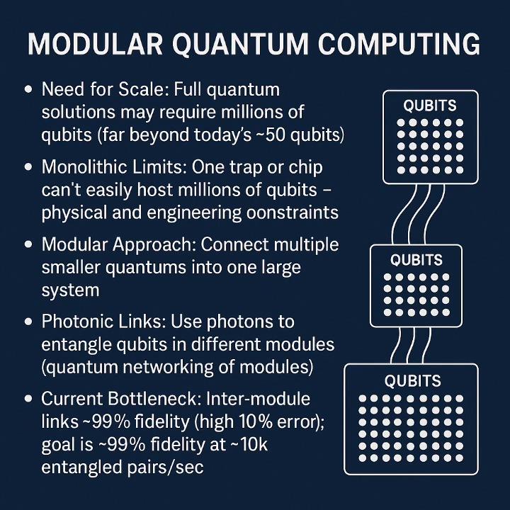As a benchmark, current state-of-the-art photonic links between ion trap modules achieve on the order of less than 90% fidelity for entanglement, meaning a 10% error rate on interconnect operations. This is significantly worse than the nominal 99% fidelity of local gates inside one trap, highlighting a major gap.